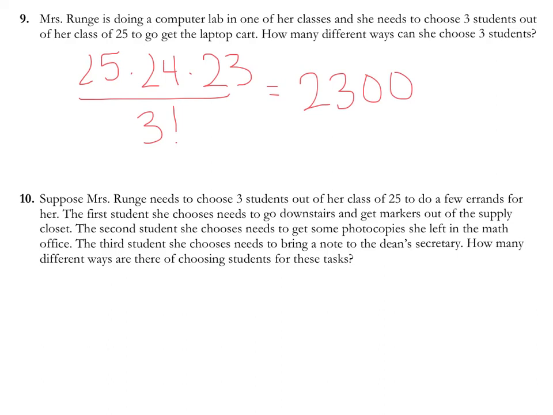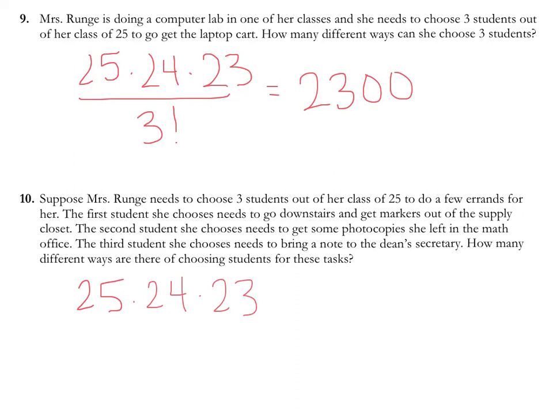Now in the next problem, I'm picking 3 students out of a class of 25 to do some errands. The first student goes and gets some markers, the second student gets some photocopies, and the third student brings a note to the dean's secretary. And so the question is, how many different ways are there of choosing students for these tasks? So there's 25 ways of picking the first student. Then once I pick the first student, there's only 24 options for the second student. And once I pick that student, there's only 23 options for the third student.